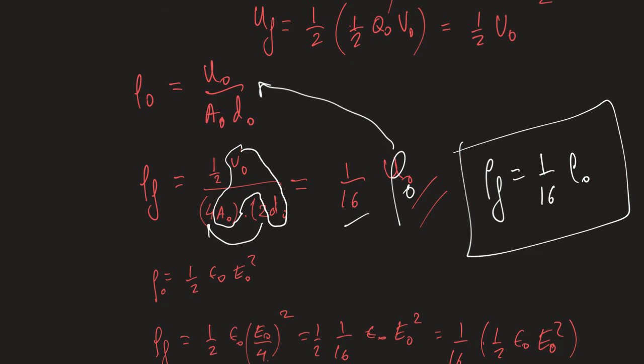You dilute the density of energy. It's like spreading the electrical field over more volume. So you spread the existence of the electrical field over a bigger volume, and so you change the density of energy.